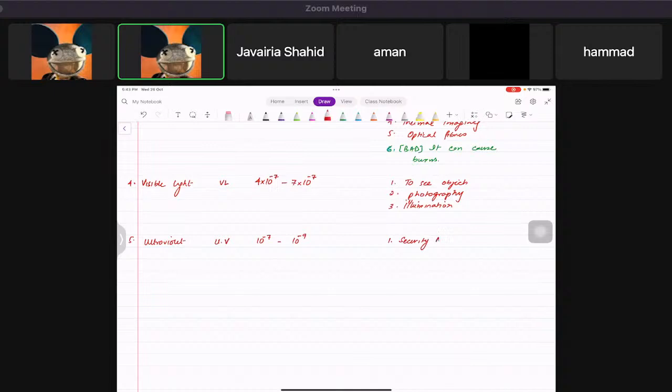security marking, tanning beds, detection of fake currency, and sterilization of water, sometimes that's also used.